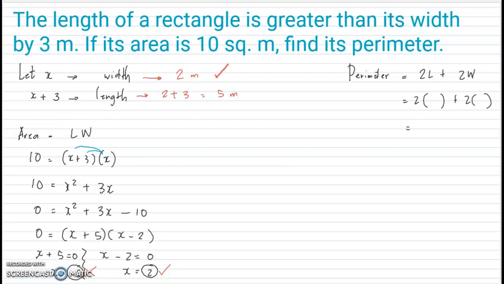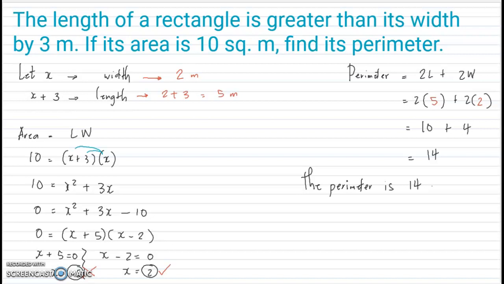And since we have the width and the length, we just substitute those values to our perimeter here. W is 2 meters. What's our L? 5 meters. And the width is 2 meters. In solving, we have 10 plus 4 equals 14. So the perimeter of this rectangle in the problem is 14.